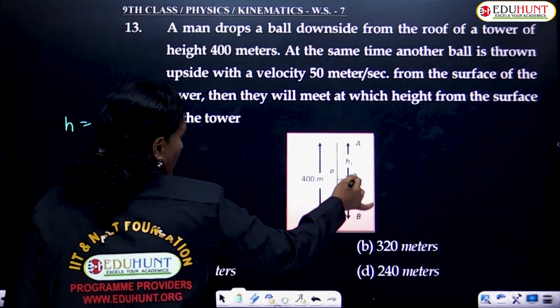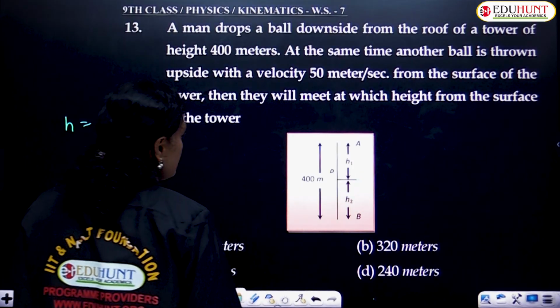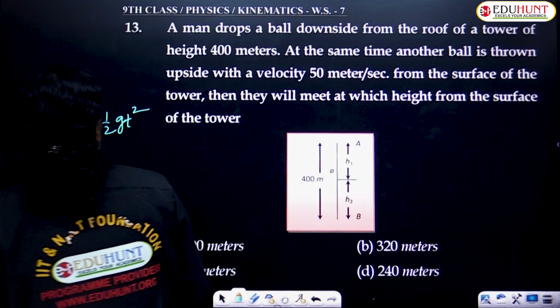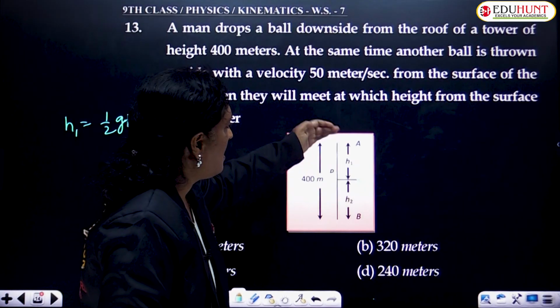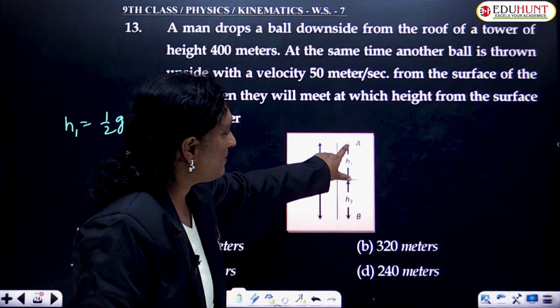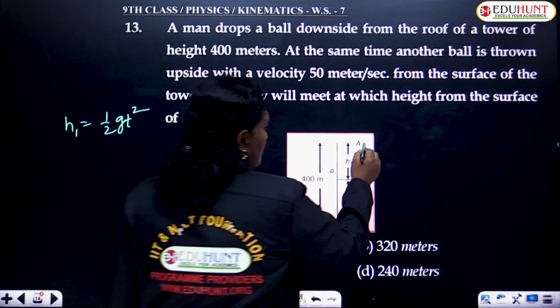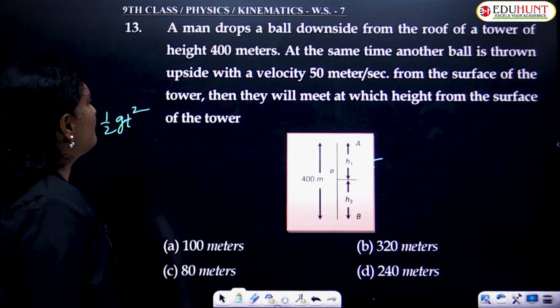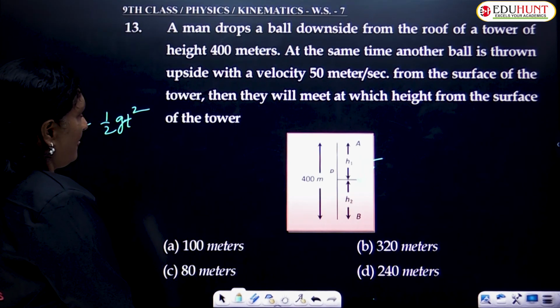Let us suppose that they may meet at this point. Until then, let me name this distance h1, from here to here, which is half g t squared. From here to here, the time is something like t. Half g t square.